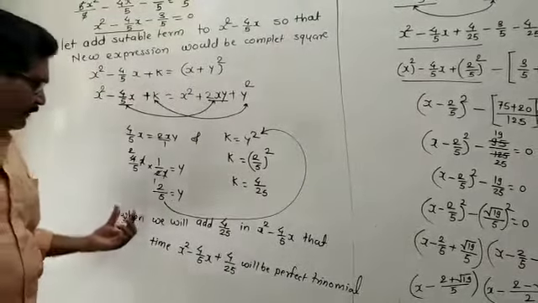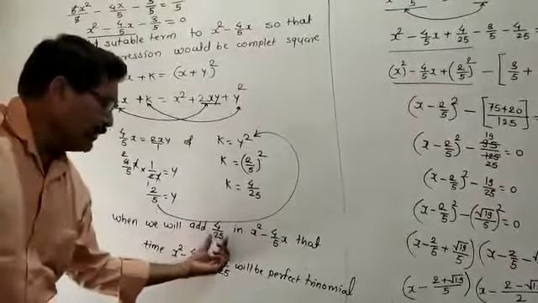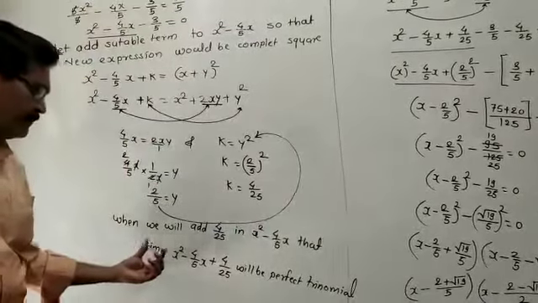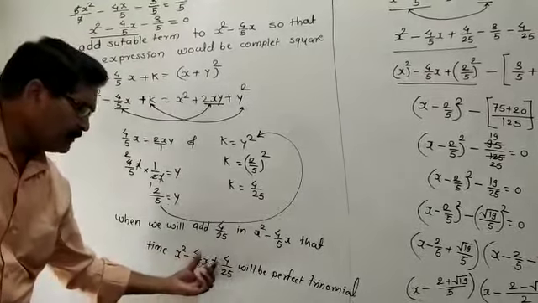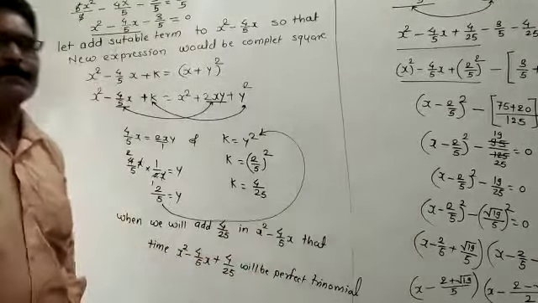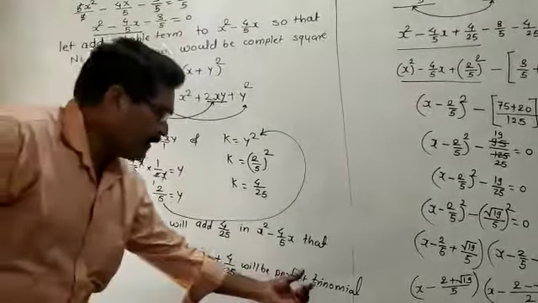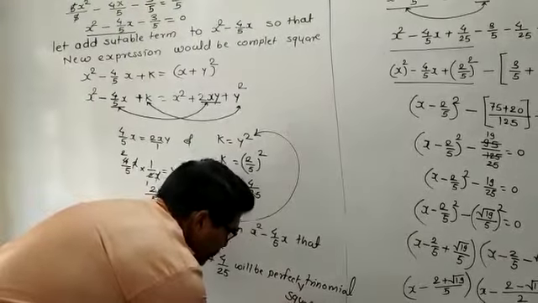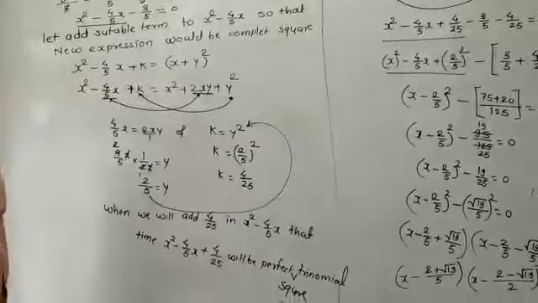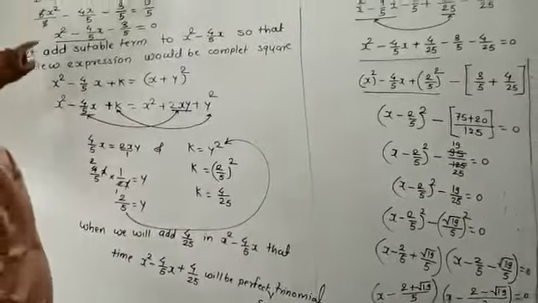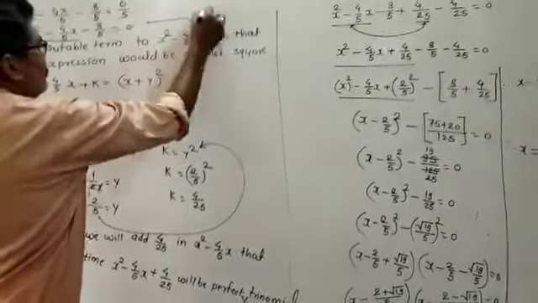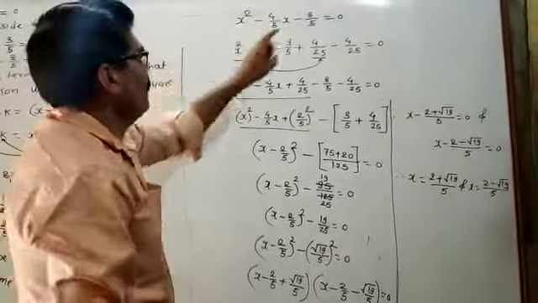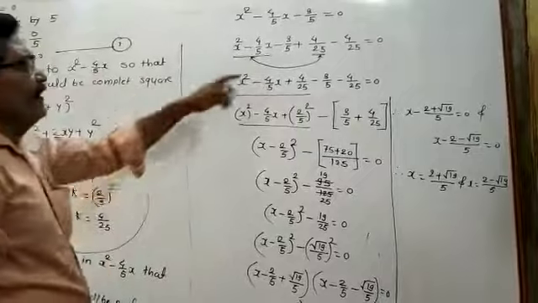So when we add 4 upon 25 in x square minus 4 upon 5x, that time x square minus 4 upon 5x plus 4 upon 25 will be the perfect square trinomial. I will write this as square. Perfect square trinomial. Our original expression is this one. This is the first one. This expression is x square minus 4 upon 5x minus 3 upon 5.